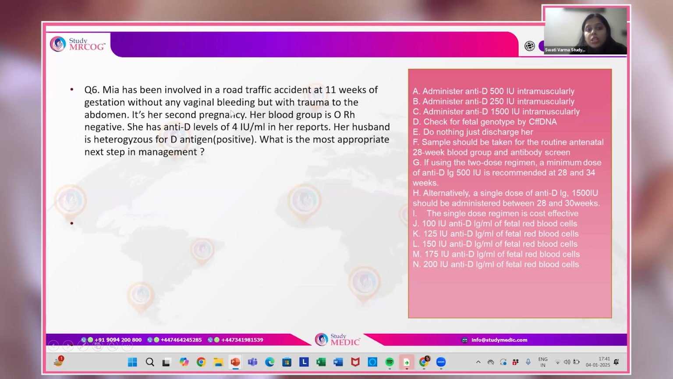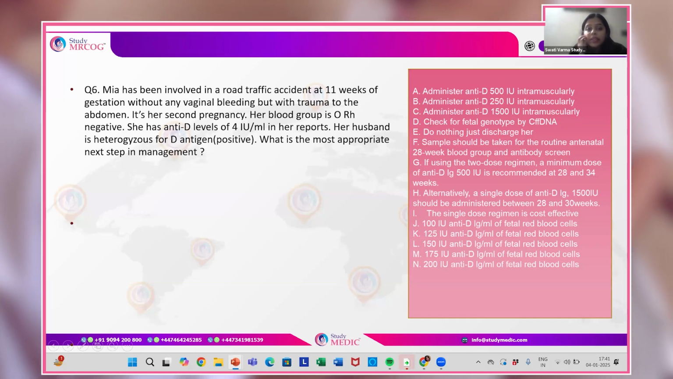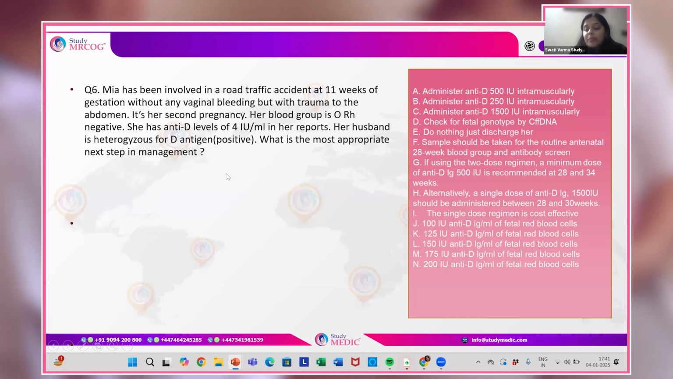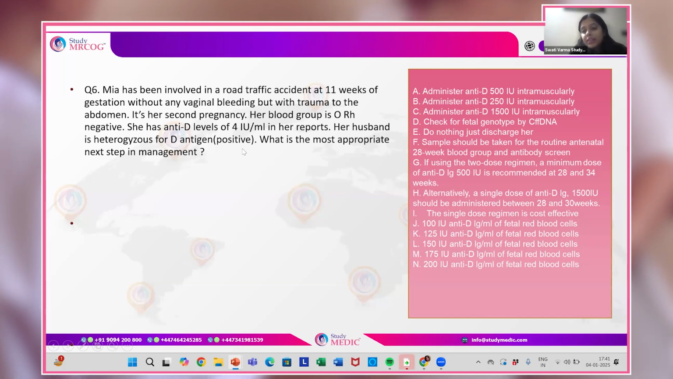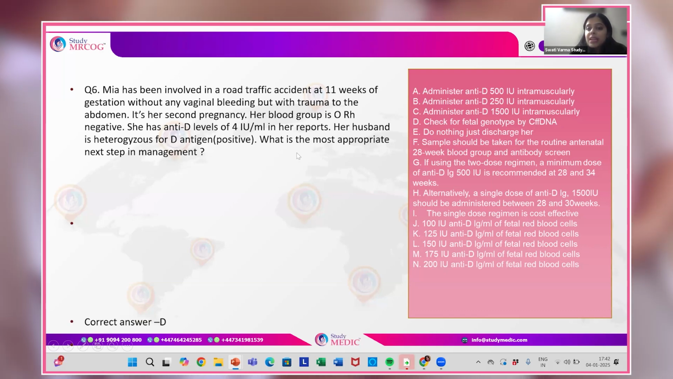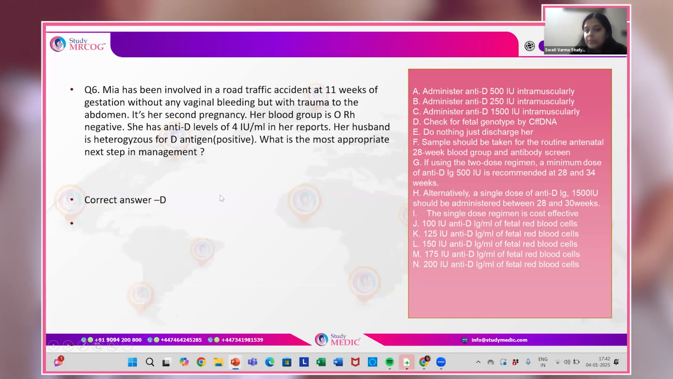So now, you will think she is having trauma to the abdomen. Ideally, she should be given anti-D, but no, anti-D levels are already there in her blood. So you won't immediately administer her anti-D. Husband is heterozygous for D antigen positive. So now the next best step will be to determine the fetal genotype by cffDNA. So the best answer here is D.